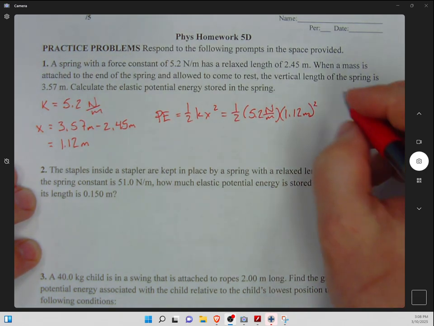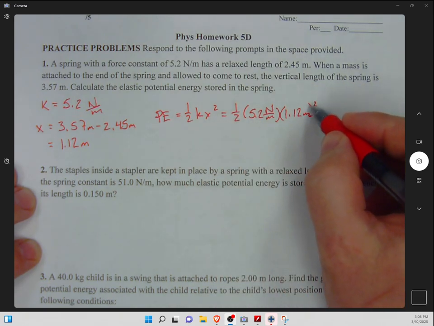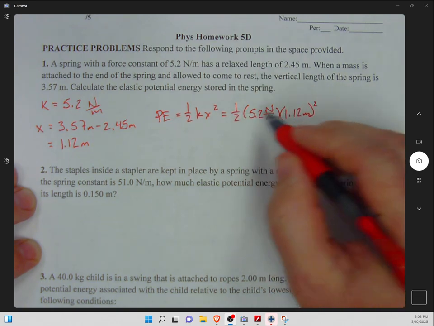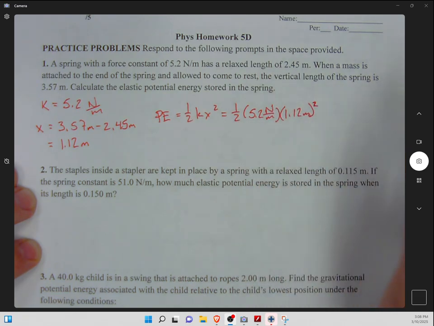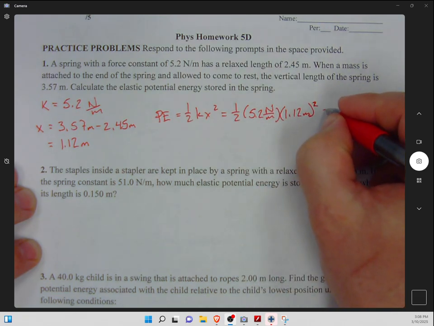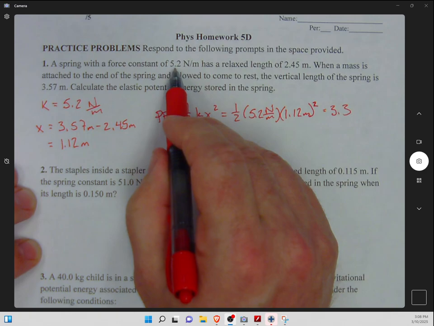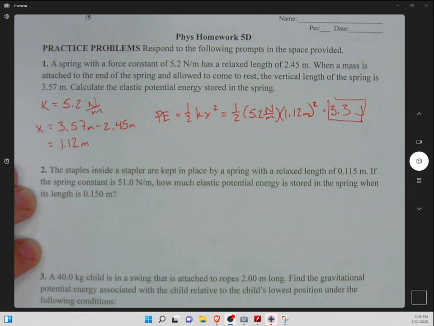And my calculator, once I move this through, and again, this square right here, make sure you do not forget to square this before you do the rest of your calculation, because this exponent needs to happen first before the rest of the multiplication. So my calculator goes on to tell me, with two significant figures, right, because of this value right here limiting me, 3.3 joules of potential energy stored in this spring.